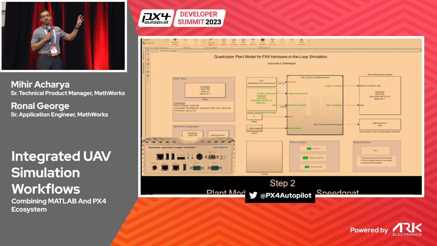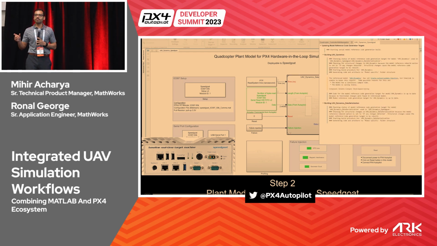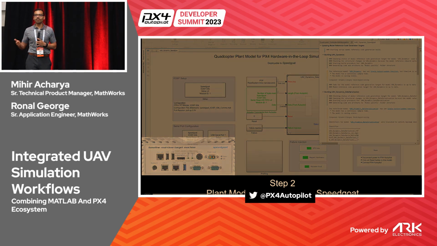This is the device, this is the plant model that gets deployed to this real-time target. You'll notice that there's a couple buttons there called fault injection. And this is why we want to deploy this, because we want to test out what happens if my baro freaks out.